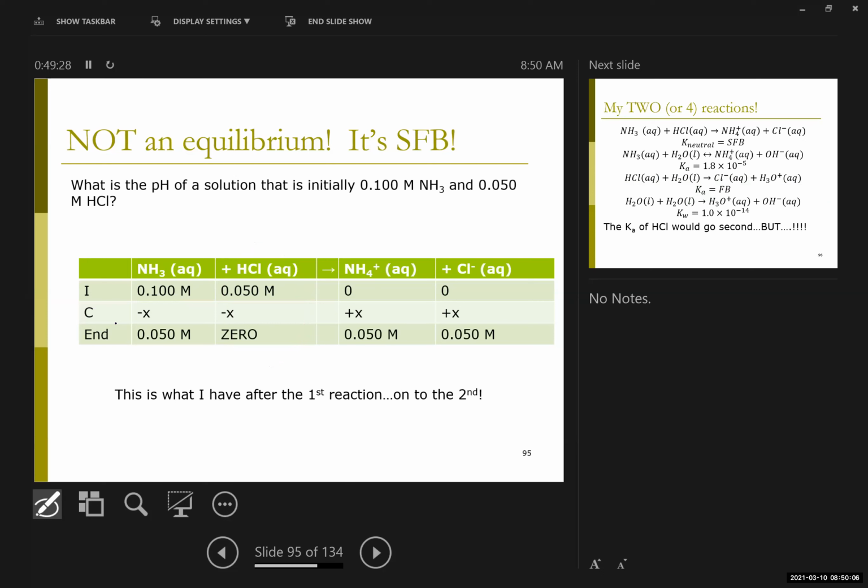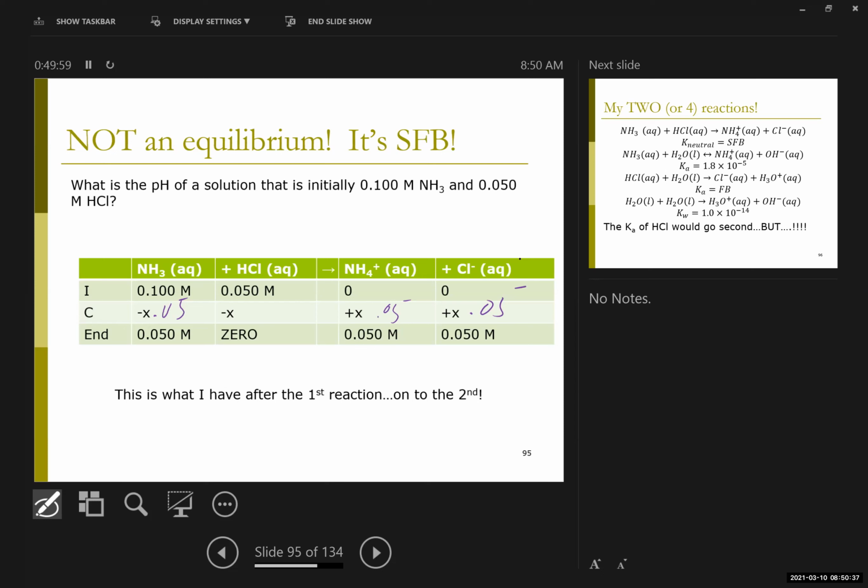All right. And so that gives me, frankly, a solvable ICE chart without resorting to a K equation, right? Since 0.5 minus X is 0, X is 0.05, so it's 0.05 everywhere. And voila, my first reaction is solved. There's less of it than the NH3. It's a 1-to-1 reaction.